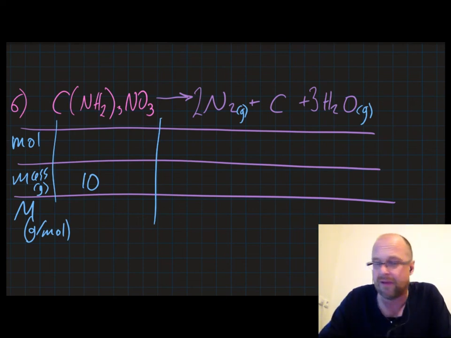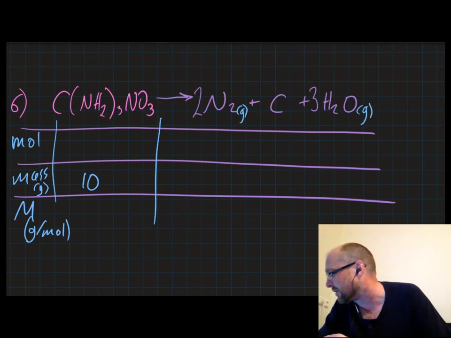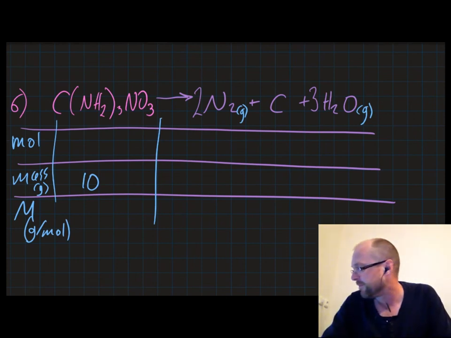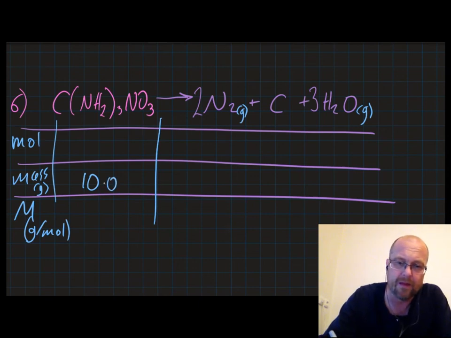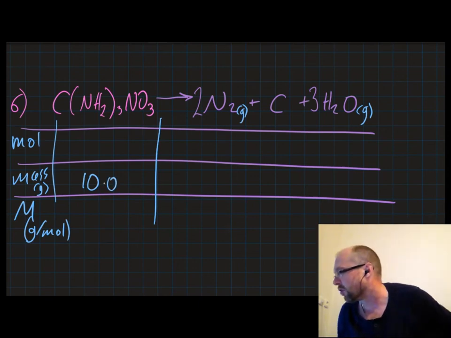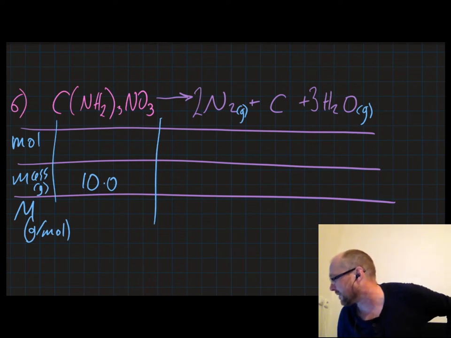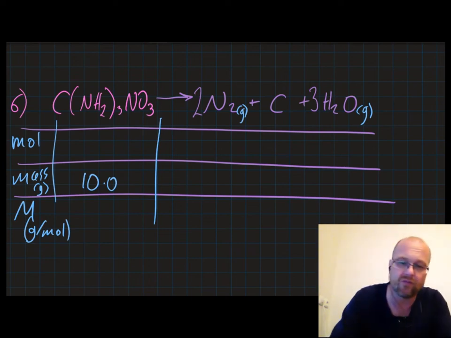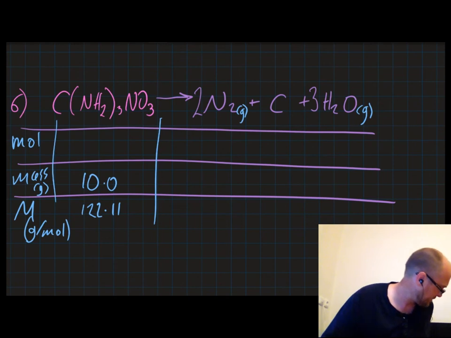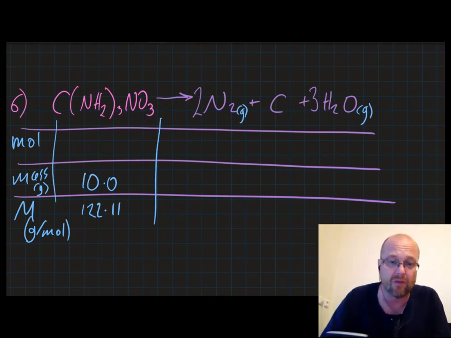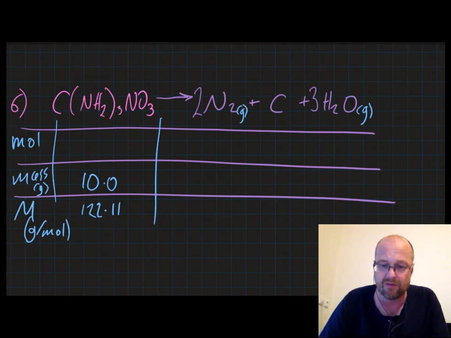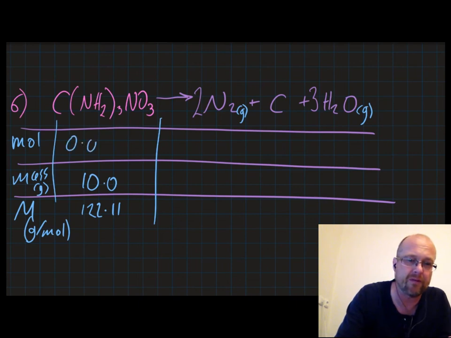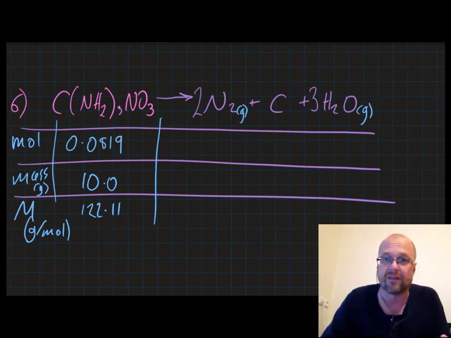Alright, well let's hope that the molar mass of this chemical is not too bad. Oh, it's not given. Alright. So the molar mass of that guanidinium nitrate is 122.11. Nice. So moles is mass over molar mass. So the moles is 10.0 divided by 122.11. So that gives me 0.0819, 3 sig figs there.